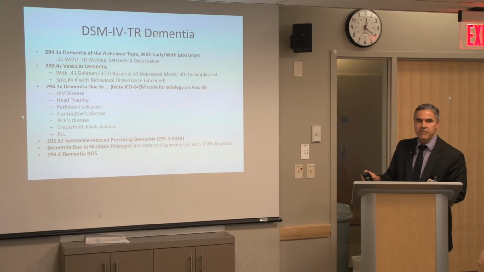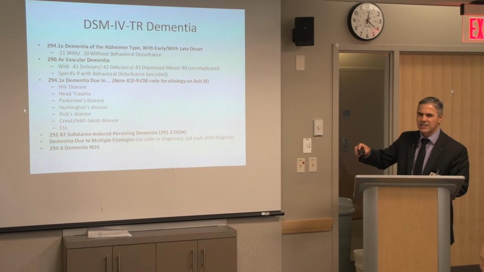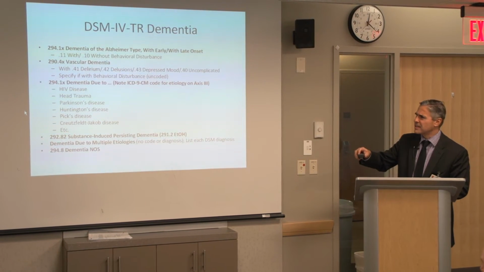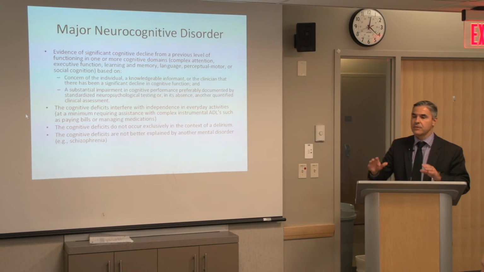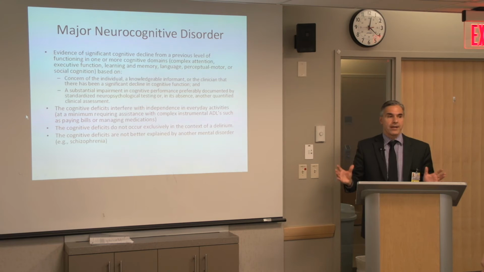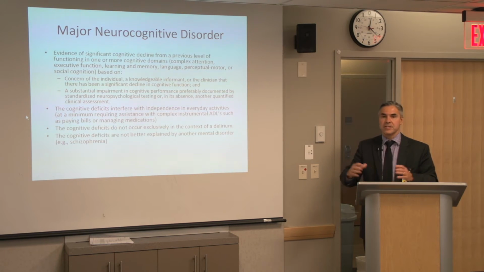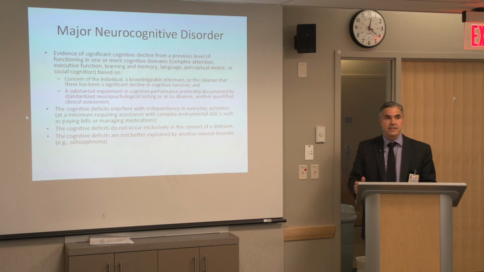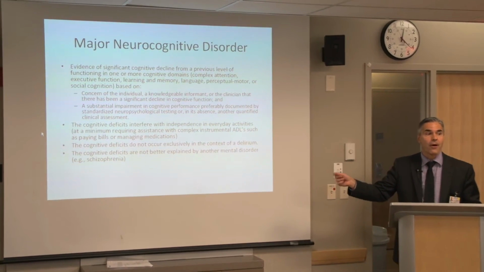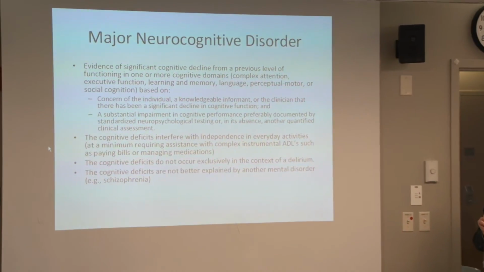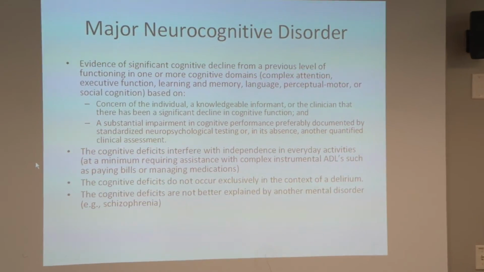Some of those might be more familiar than other things, but you can see that there's a lack of tidiness there. So now we get into the DSM-5. The word dementia is gone. It no longer exists in the DSM-5. These are neurocognitive disorders, and they're either major or mild, not minor.